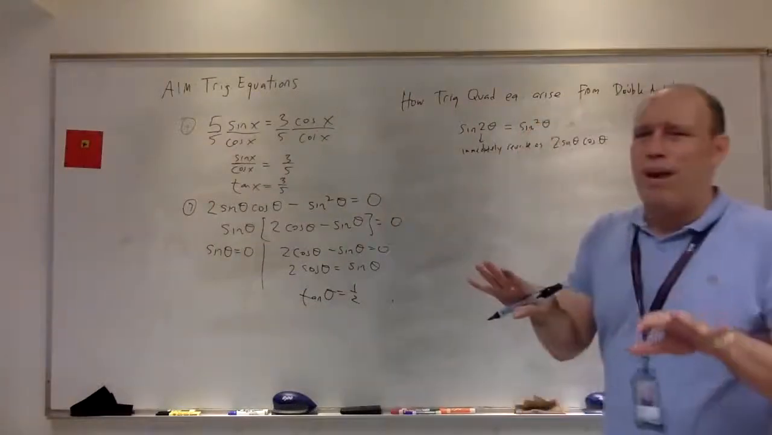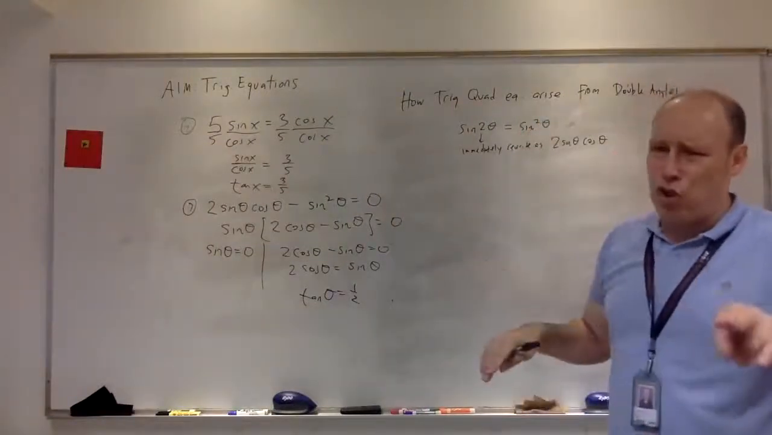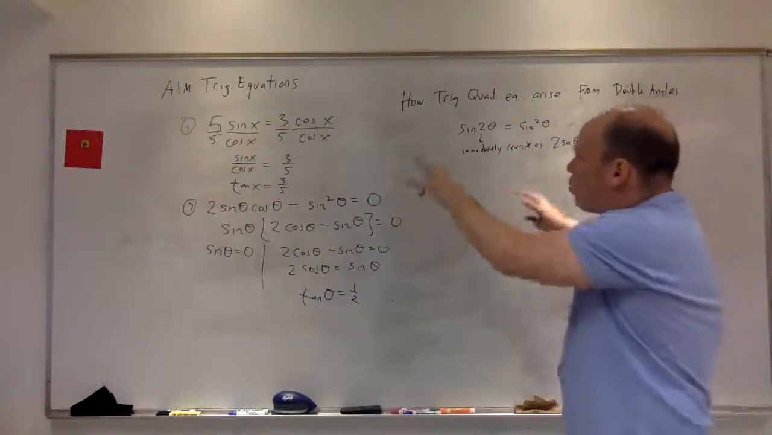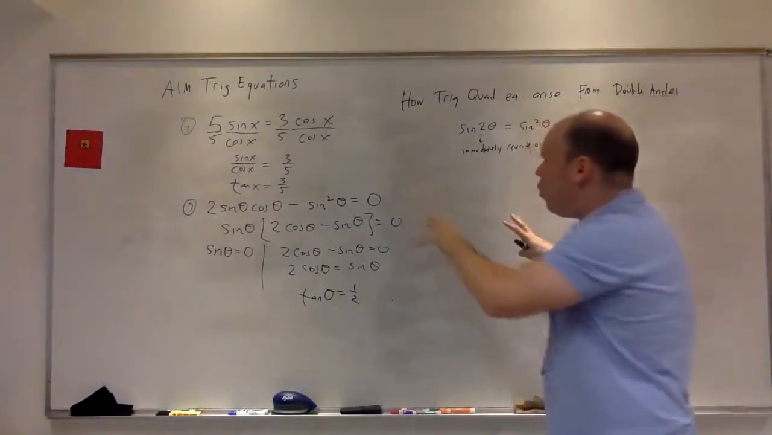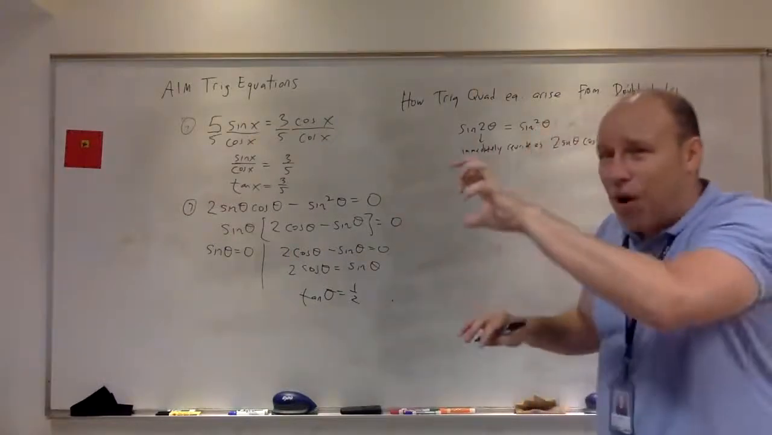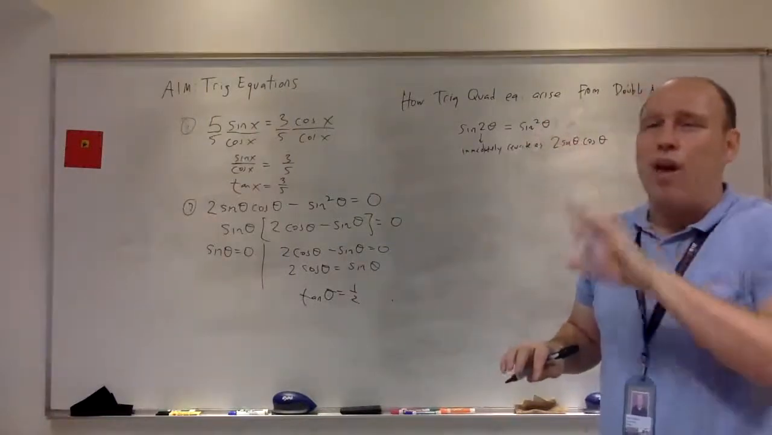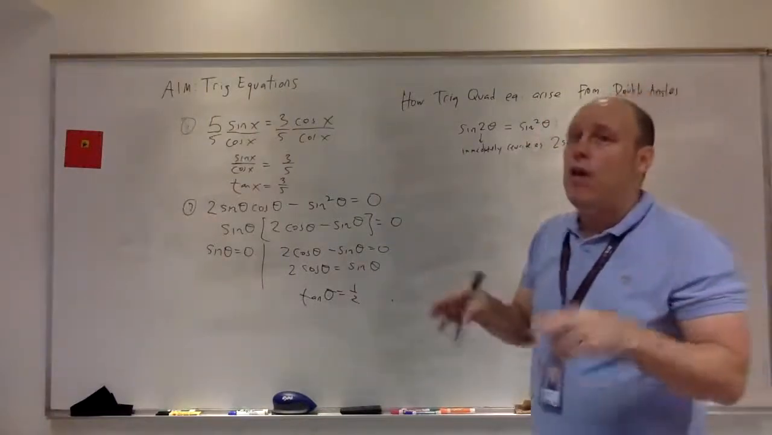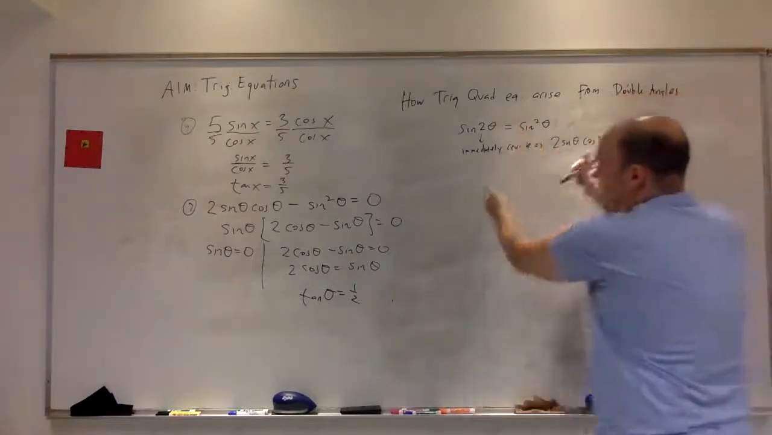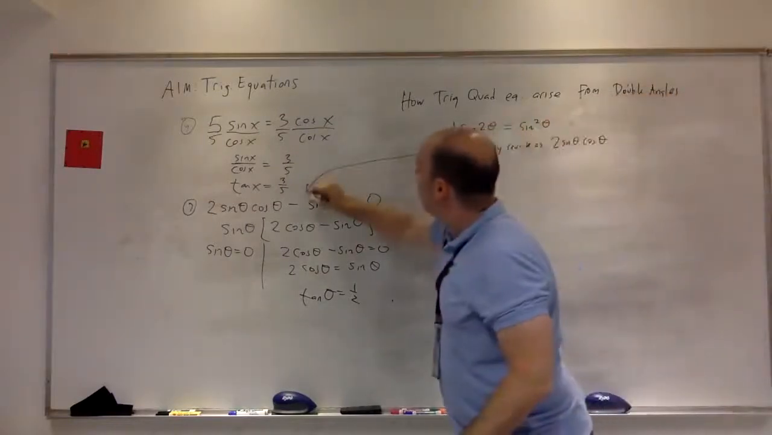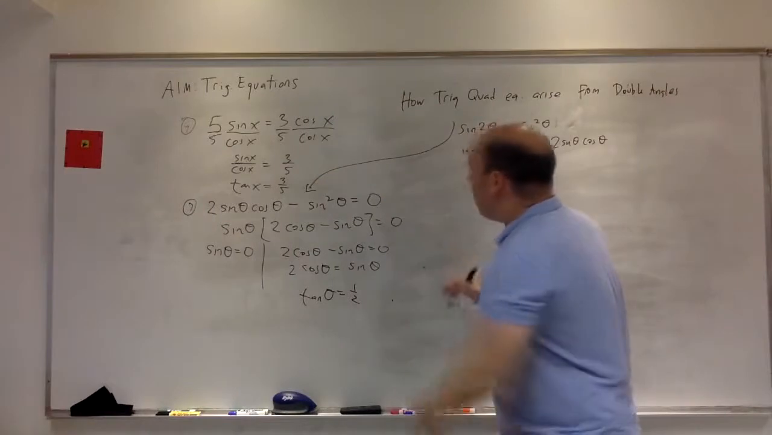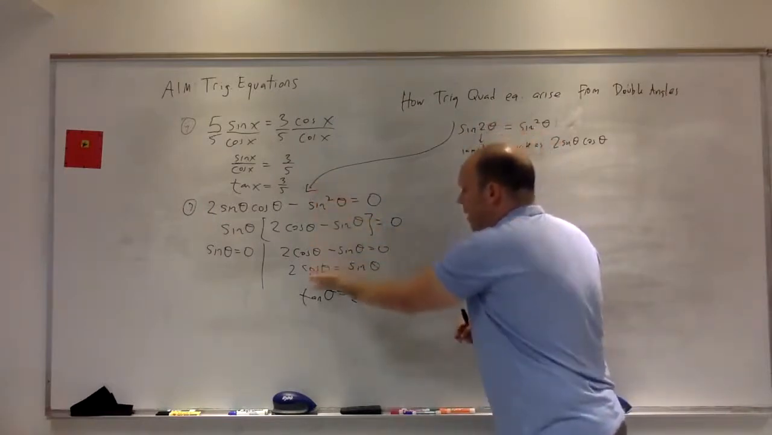You can't do these quadratics when you need sine of x and sine squared of x, or cosine and cosine squared. You can't deal with the 2x. So we turn it into this, and then we factor it like this, and we can easily solve.